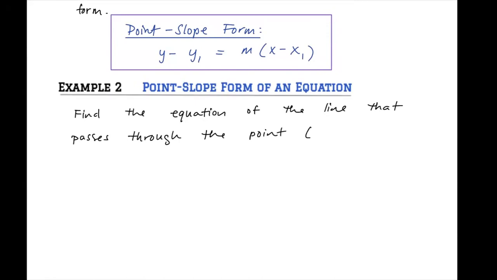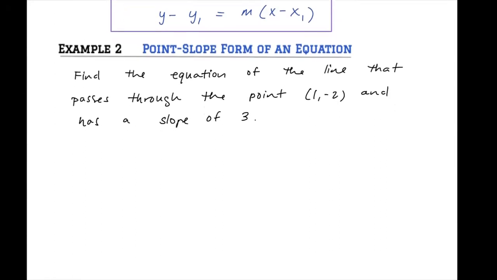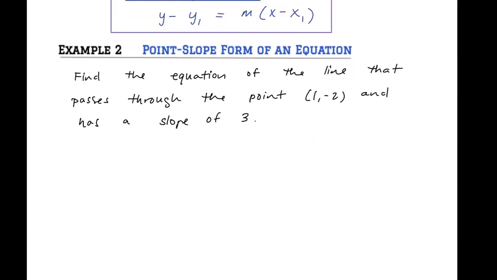One comma -2 and has a slope of 3. Okay, so here the slope they give us is 3, and then the point they give us is 1 comma -2. So point slope form, if we want the equation of the line, y minus y1 is equal to m times x minus x1.